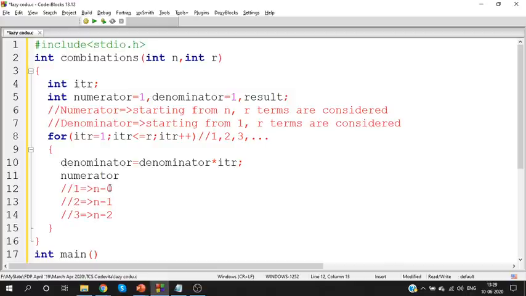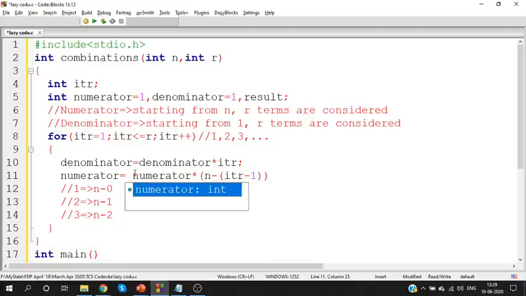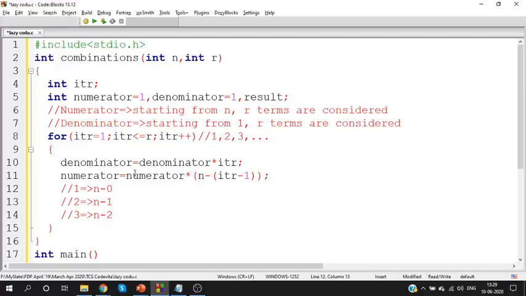So what do you observe here? This 0, 1, 2 is nothing but ITR minus 1. Multiply n minus ITR minus 1. If ITR is 1, minus 0. If ITR is 2, minus 1. If ITR is 3, minus 2. Choose n minus ITR minus 1 and multiply it with the numerator. I hope I made it clear up to this point.